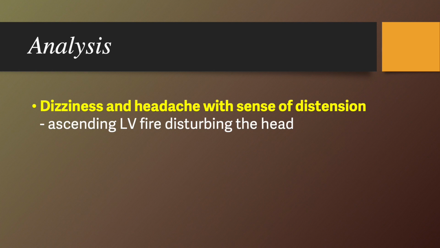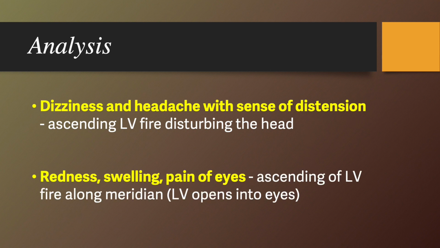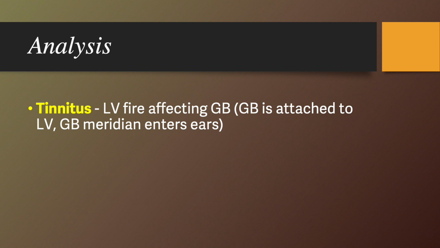Ascending liver fire may disturb the head, leading to dizziness and headache with a sense of distension. Since the liver opens into the eyes, ascending of liver fire along the meridian may cause redness, swelling, and pain of the eyes. Since the gallbladder is attached to the liver and the gallbladder meridian enters the ears, liver fire may affect the gallbladder and result in tinnitus.